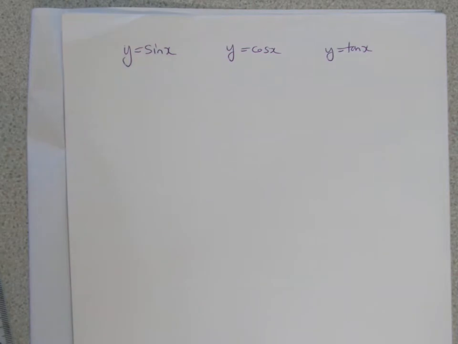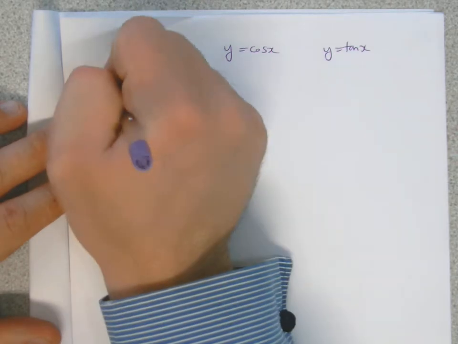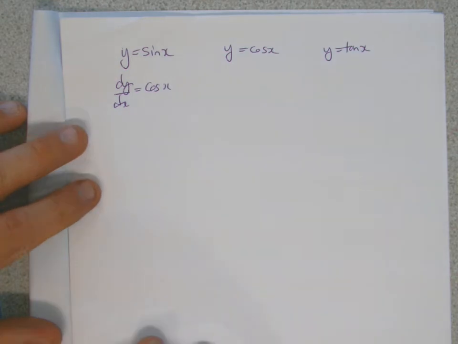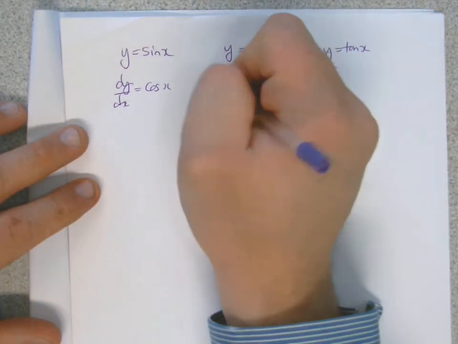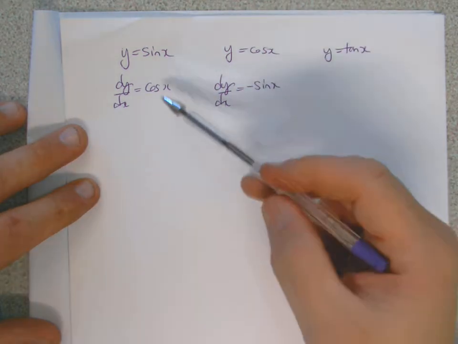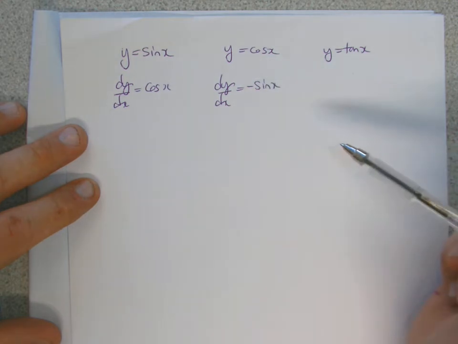Okay, if we were to differentiate trig functions, you're going to need to remember this. If you've got y equals sine x, then dy/dx just equals cos x. Okay, that's the result. And if you've got y equals cos x, dy/dx will equal minus sine x. So you've got to remember that. They do kind of switch, don't they? But cos x becomes minus sine x when you differentiate it.